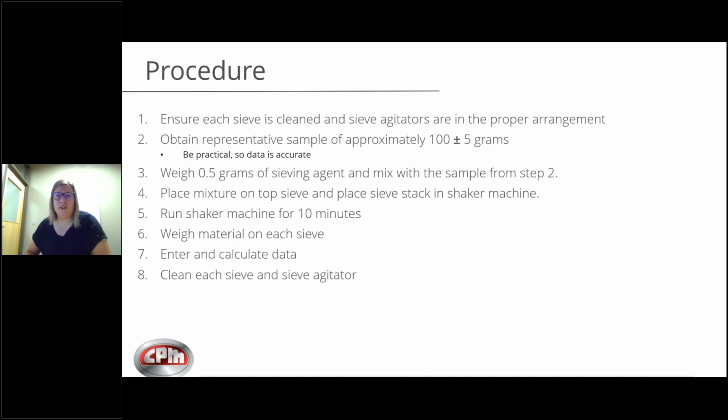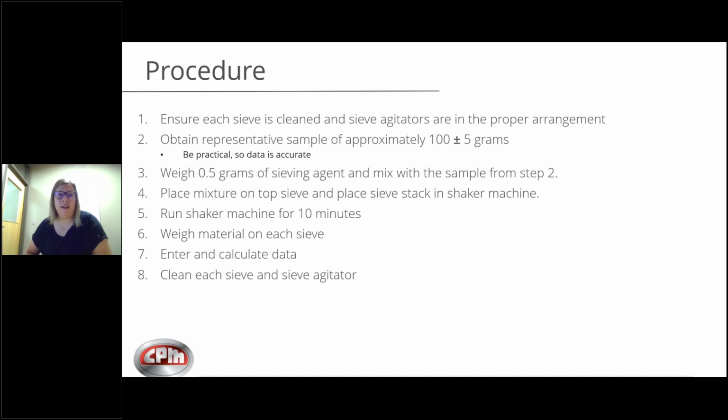And so the procedure for particle size analysis I have listed here. We want to start with each sieve, making sure that it's cleaned, as well as the sieve agitators in their proper arrangement, which I'll talk more about what sieve agitators are, as well as a recommended arrangement for them later on in the presentation. And then we take our representative sample, and that we split and divided to approximately 100 plus or minus 5 grams.